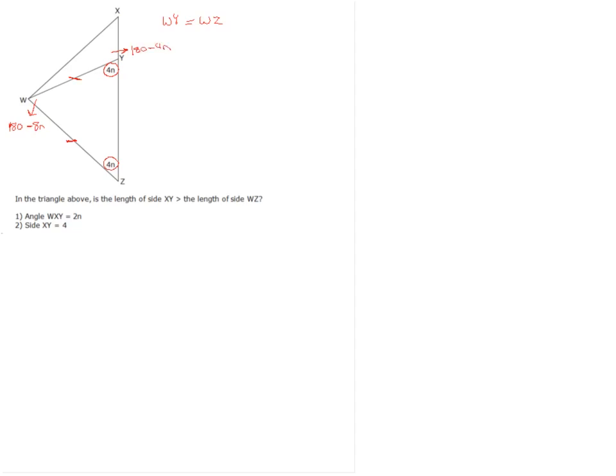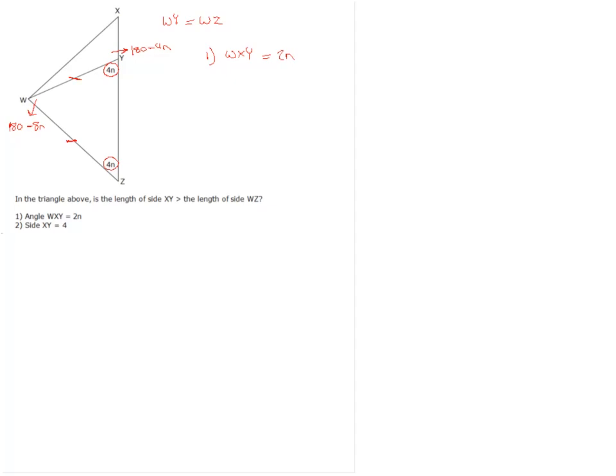Now, to be clear, this is the stuff you want to be looking for in a question where they're providing angles and they're leaving space open for you to simplify. Of course, the question that we're dealing with is whether side XY is greater than side WZ, so we want to keep that in mind. Now, what statement 1 tells us, if you scroll down a little bit, is that angle WXY, and I'll just write it at the top, equals 2n.